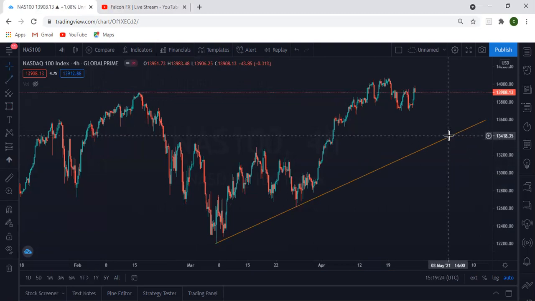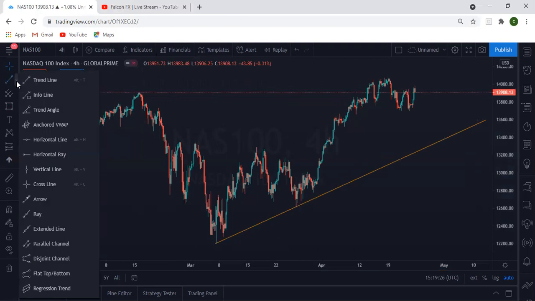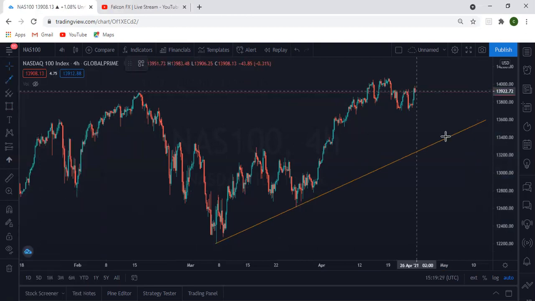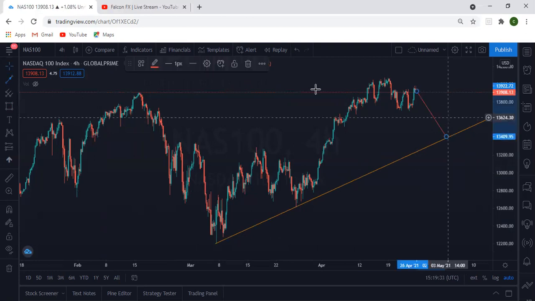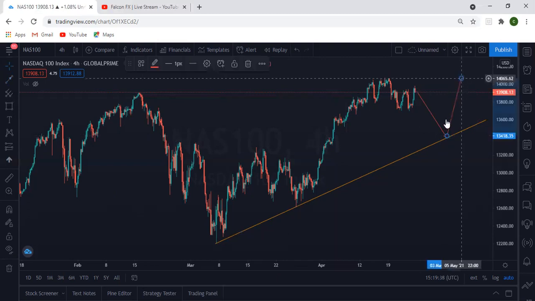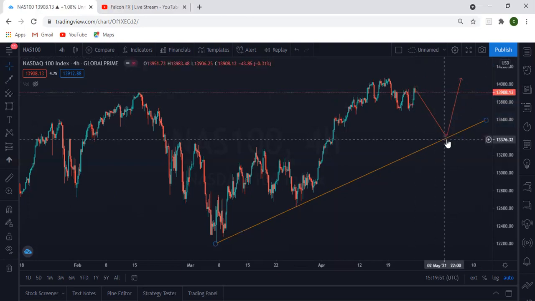What I'm seeing on Nasdaq is some kind of push to the downside to come and respect this trend line, and then again a push to the upside. This is a possibility that I'm looking at, but it can happen that Nasdaq just goes up bullish. We have a theory on that, and I'm gonna show you when I move to a smaller time frame. So this is what I'm expecting on the longer term on H4.